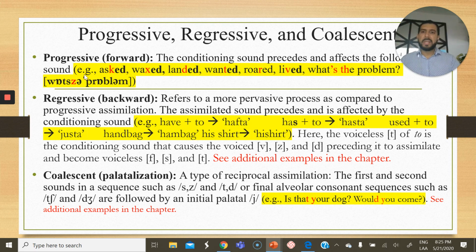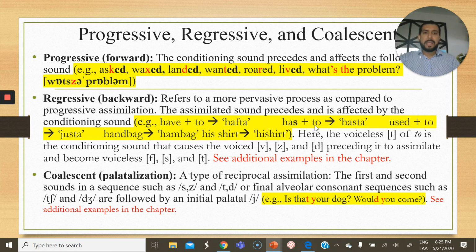The second case is regressive or backward assimilation, and it's a much more frequent type of assimilation. It's more pervasive. It's everywhere, as compared to progressive assimilation. What happens is that the assimilated sound is right before the conditioning sound, which is after. Think about the individual pronunciation of have and to. What happens when you put all of that together in connected discourse? You end up with have to. So the v sound, which was voiced here, becomes voiceless.